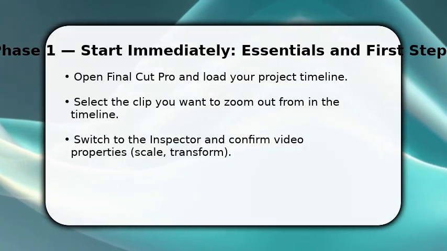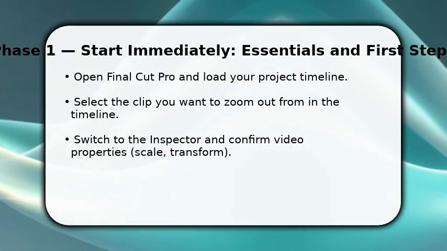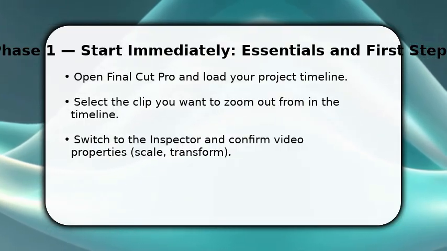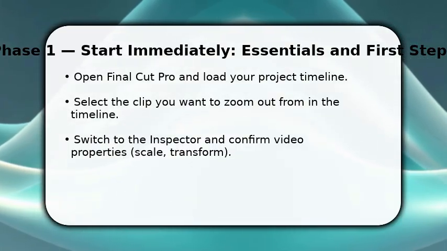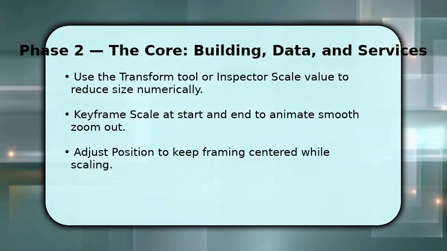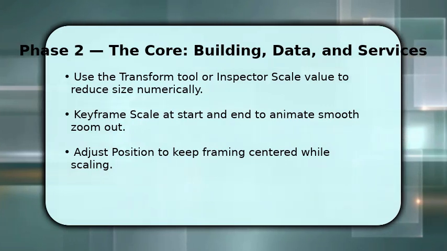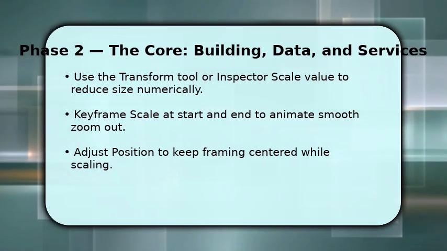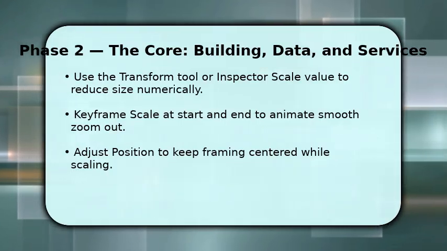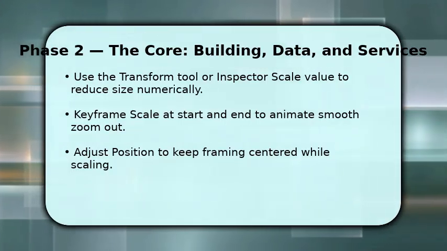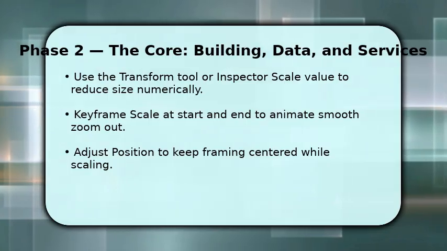Now that the controls are visible, you're ready to apply the actual zoom transform. With the inspector visible, change scale to a lower percent to zoom out. Type a numeric value for precision, for example 75%. Once done, add keyframes to scale at the point you want the zoom to start and another where it should finish, so the motion is smooth.